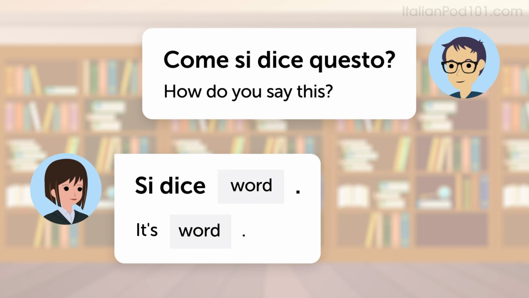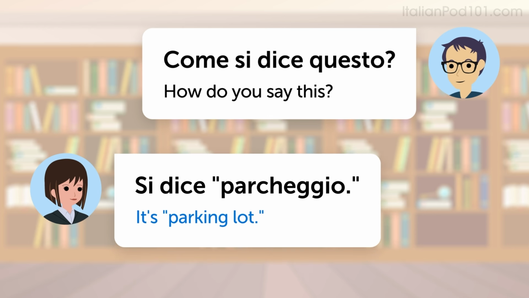Now, how do you answer this question? The pattern is Si dice word. This Italian sentence literally translates into it is said word, but it means it's word in English. For example, it's parking lot. Si dice parcheggio.